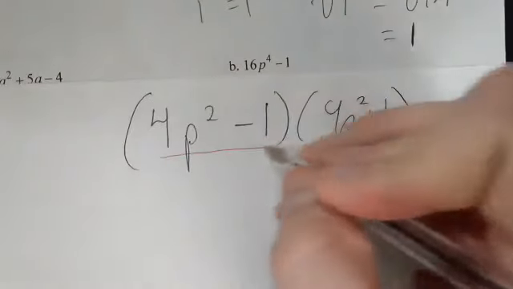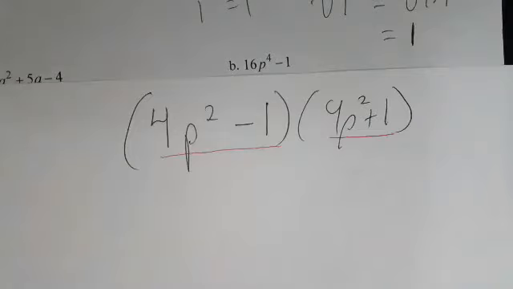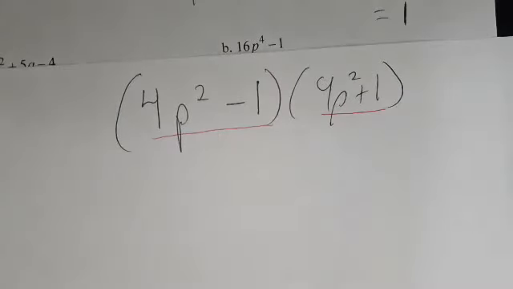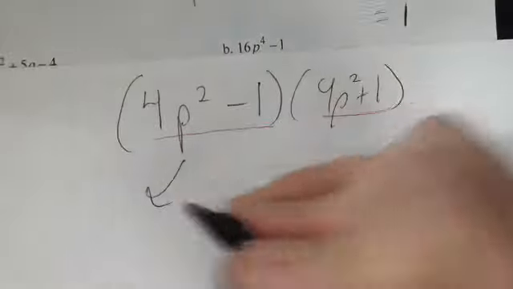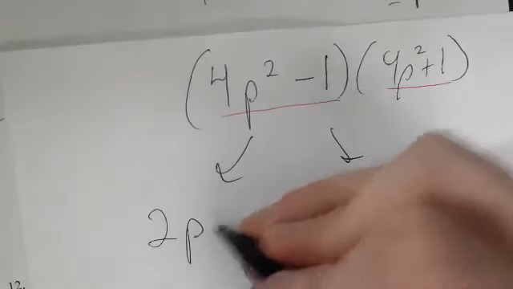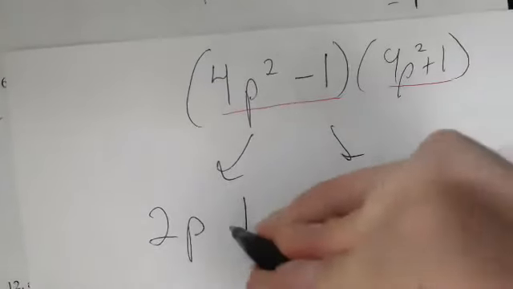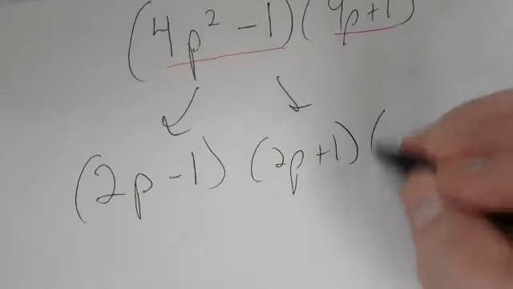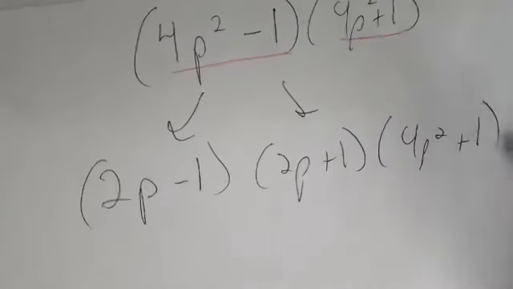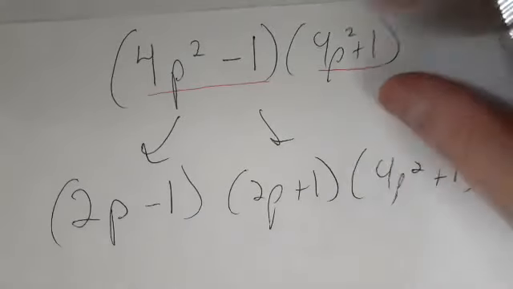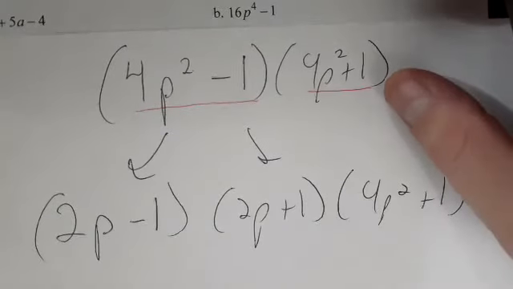The other thing, I'm looking at this here. This is 2 terms. It's subtraction. Are these things both squares? 1 is a square, 4 is a square, and p squared is a square. So this thing I can still break down. So I want to take the square root of 4 is 2, square root of p squared is p. Square root of 1 is still 1. So I have a 2p minus 1, I have a 2p plus 1. And I have a 4p squared plus 1. So sometimes we still got to break these things down multiple steps.